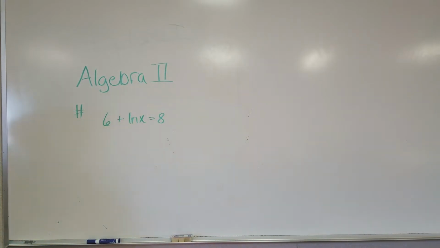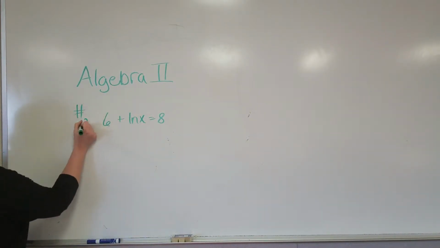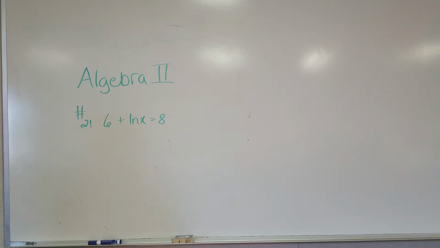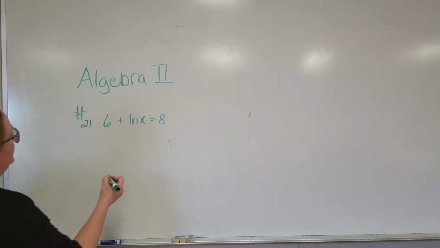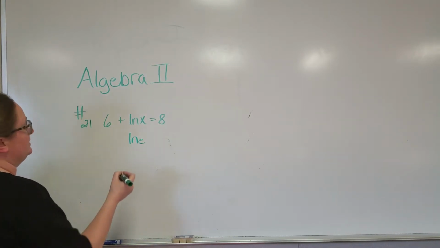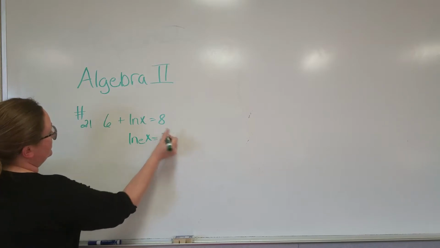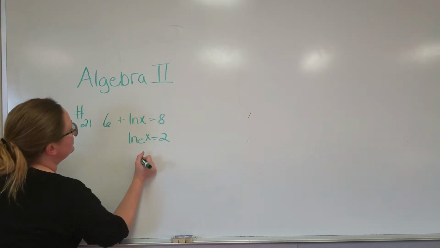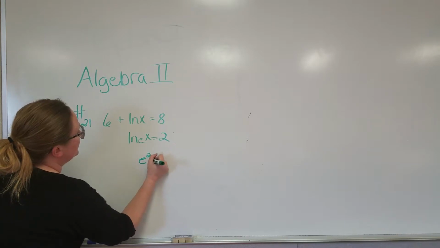Number 21, they want you to solve this logarithmic equation. So you're solving for x. The first thing you can do is move the 6 and subtract it on the other side. So what you're left with is ln x equals 2, because 8 minus 6 is 2. Then you can put your e right here because the opposite of ln is e. So again, you can just switch this to exponential form, which would say e to the power of 2 equals x.